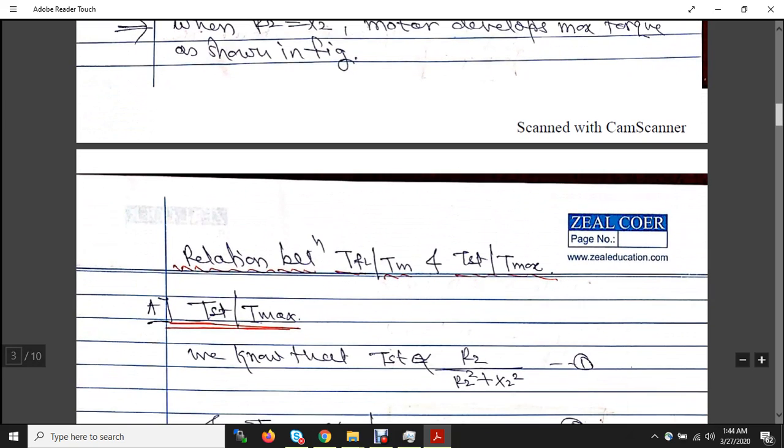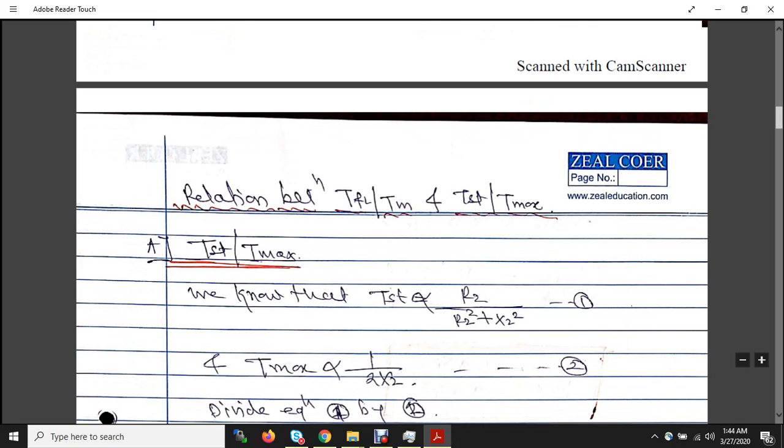Now let us develop the relation between the starting torque and maximum torque, and full load torque and maximum torque. Let us consider first Tst upon Tmax. We know that the starting torque is directly proportional to R2 upon R2 square plus X2 square. Say this is equation 1, and Tmax is proportional to 1 upon twice X2. Say this is equation 2.